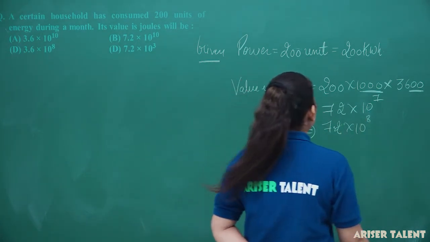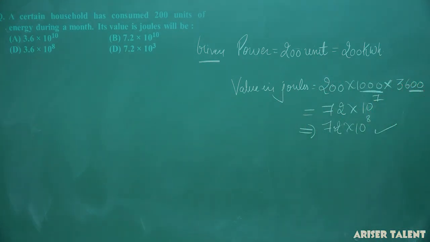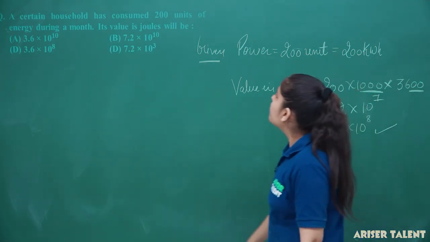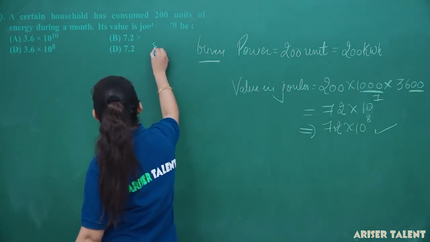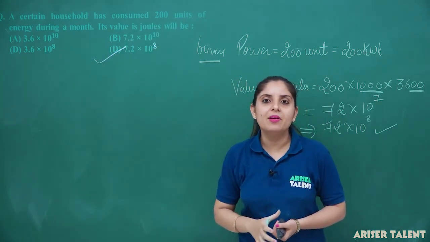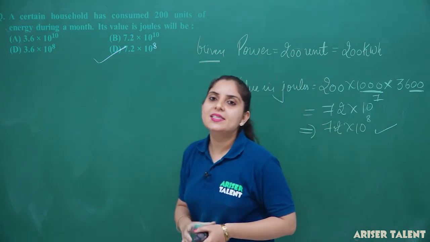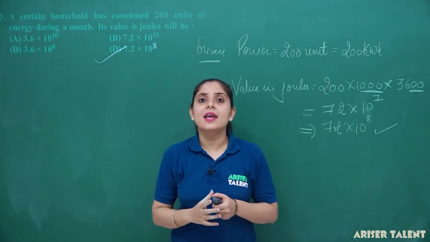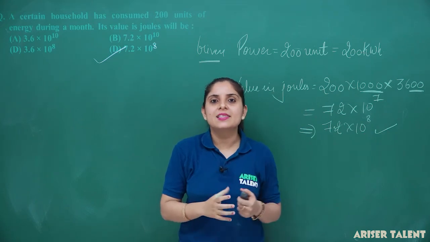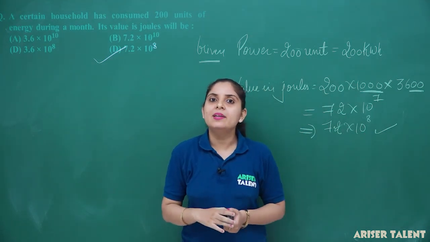So, which is the correct option here? We are getting the answer that is equal to 7.2 into 10 raised to the power 8. So, the energy in joules will be 7.2 into 10 raised to the power 8. So, our correct option is 7.2 into 10 raised to the power 8. So, these are the questions from your NTSE exams that have been asked in various exams or the various boards of the NTSE stage 1. So, we have completed these questions.